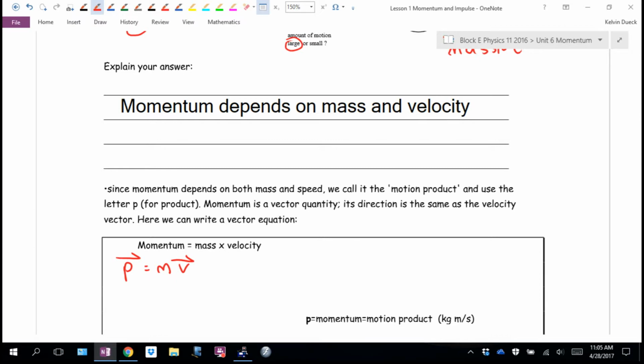What if you're going twice as fast? You got twice the momentum. What if you got twice the mass? You also have twice the momentum. What if you got twice of each? Well, now you got 4 times the momentum. It's going to do some damage.